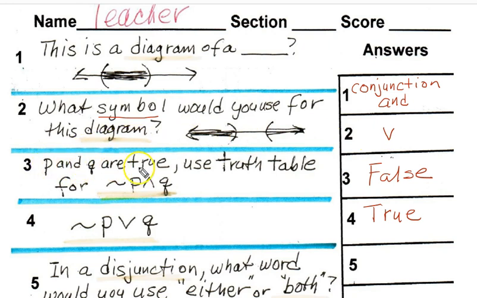Now, P and Q are true. So this was true, but we're negating that. So this becomes false then. Q is true. Now in your truth table, and this is an AND, in order for it to be true, both would have to be true. But here we have a false and a true, so this is false.